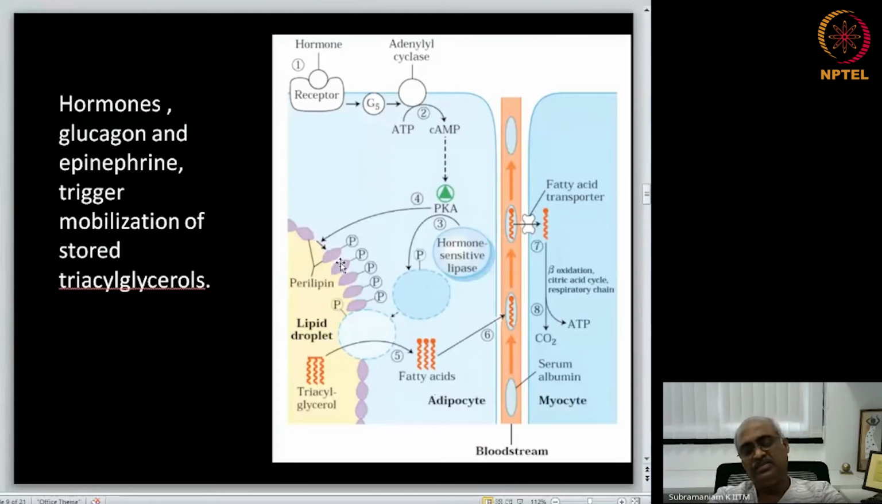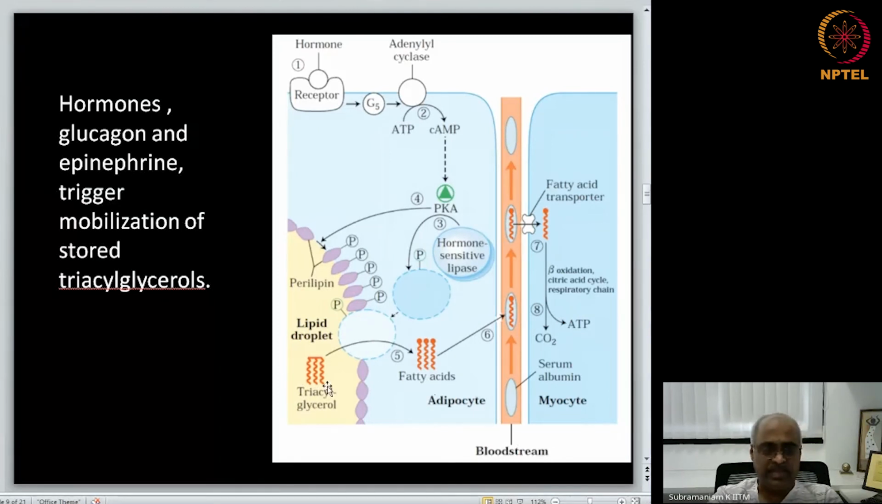And when perilipins are defective for this phosphorylation, the lipid mobilization does not happen at all. Fat accumulation remains accumulated and it never gets mobilized, even when you have very low glucose and plenty of glucagon trying to signal through this. So this perilipin is an important molecule and its phosphorylation is really key in mobilizing triacylglycerol.